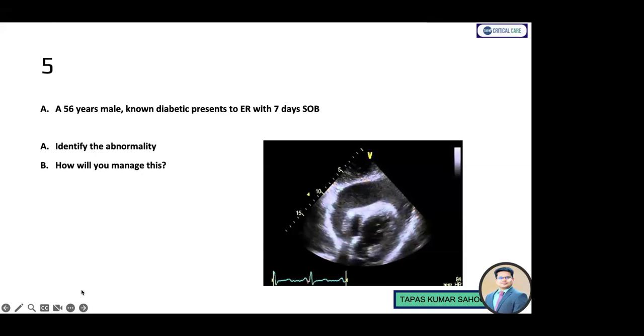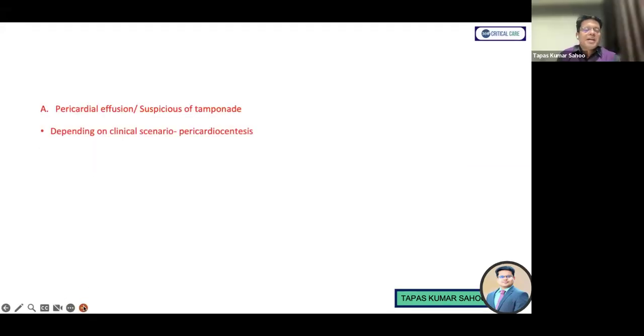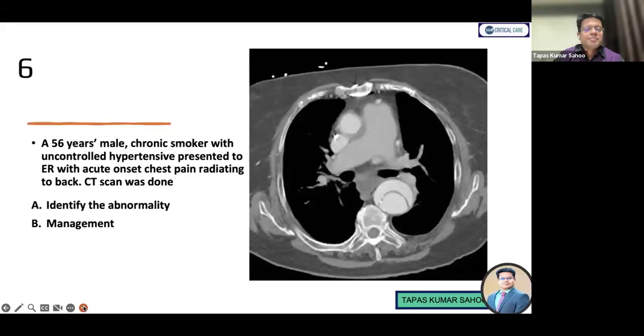Pericardial tamponade with the diastolic collapse. Pericardiocentesis would be the management. Yeah, okay, perfect. So pericardial effusion, suspicious of tamponade, because we can get the hint that the patient is having diastolic collapse, and depending upon the clinical scenario, definitely pericardiocentesis is the treatment of choice.